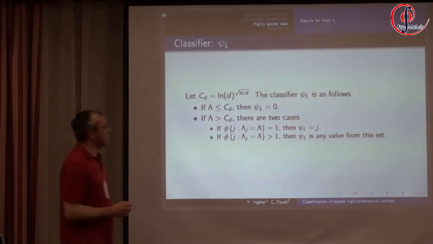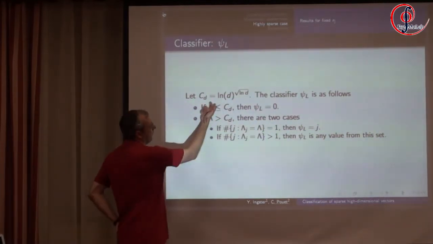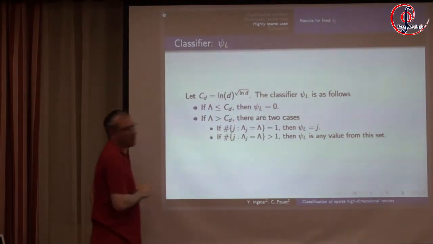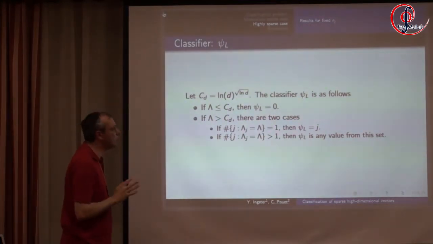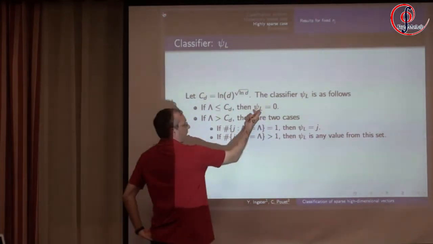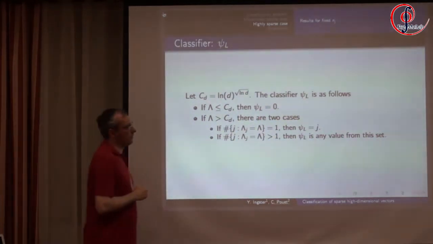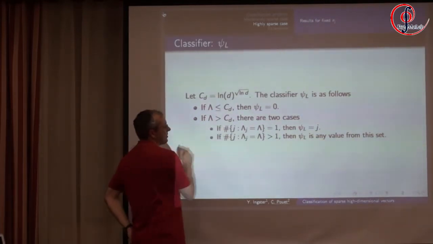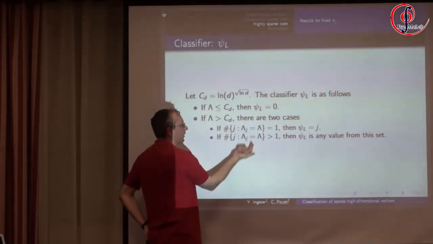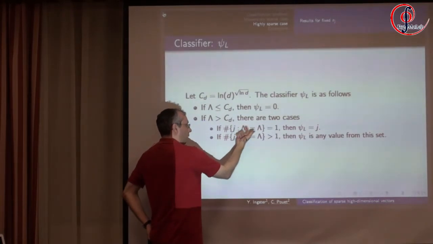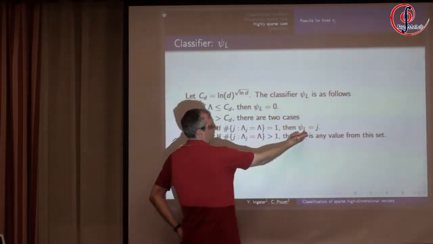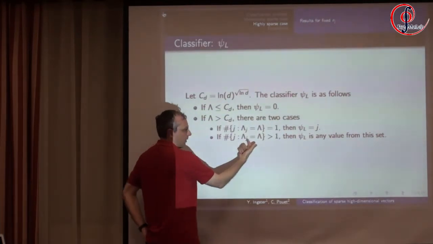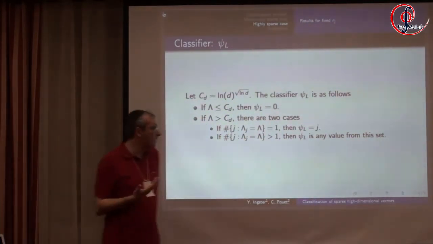And then, in fact, this classifier will do the following. If the ratio is smaller than some sequence going to infinity, then our classifier will decide that z comes from 0. And if lambda is larger than CD, then one more time we have two cases. One when there is only one maximum, so CL will be equal to J, and one with several maxima, and then CL can be any point in this set.